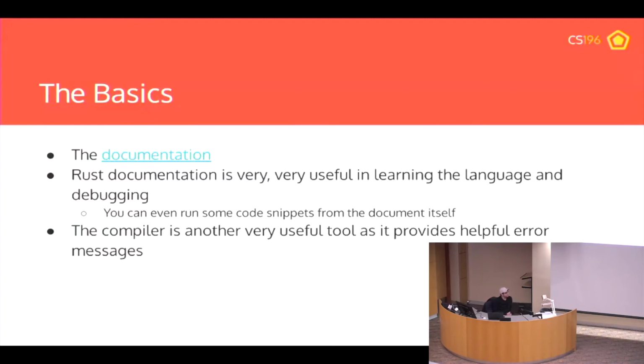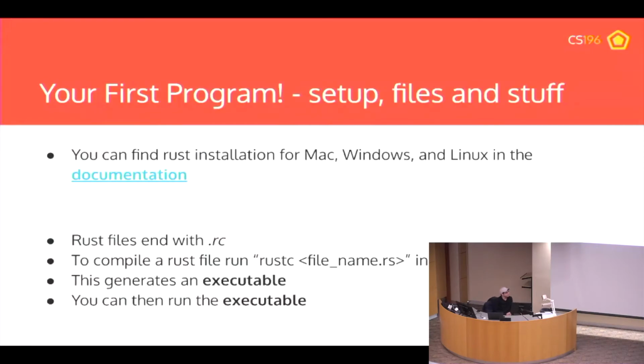And the compiler is also a really great tool because unlike other languages, which give you very arbitrary error messages, the compiler in Rust is very useful and smart and will tell you quite specifically what the issues are. So your first program, set up files and stuff. If you want to install Rust on your Mac or your Windows or Linux, you can find all the info in the documentation. I'm not going to cover that right now, but it's very self-explanatory.